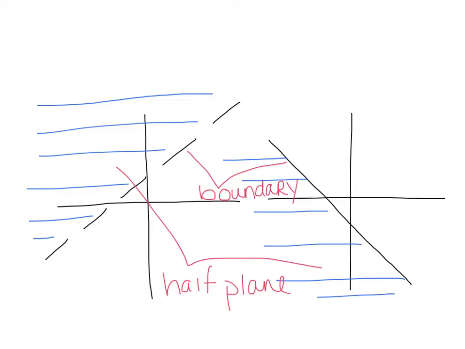Now, for a line to be dashed, it is either going to be greater than or less than, and for a line to be solid, it's going to be greater than or equal to, or less than or equal to.